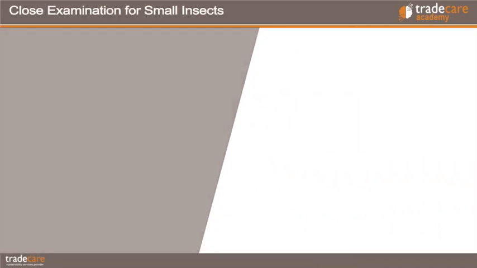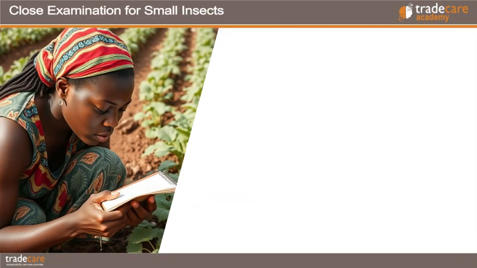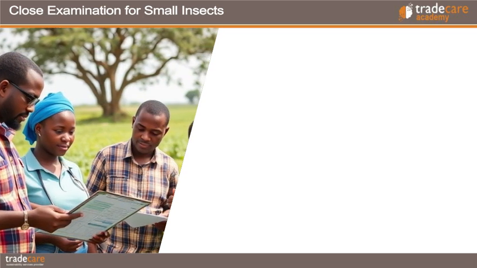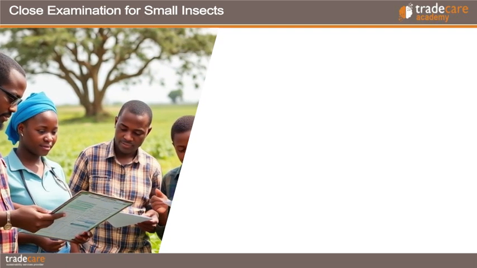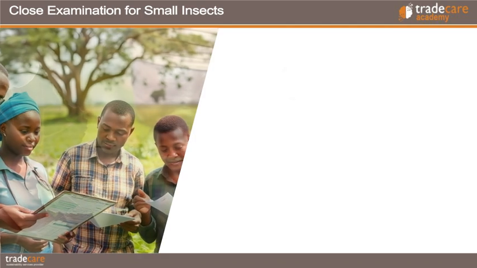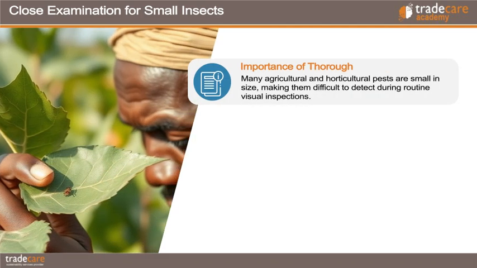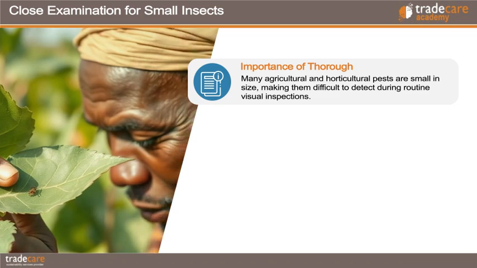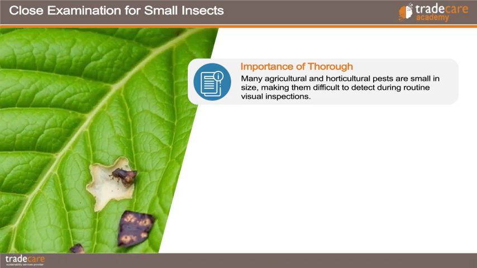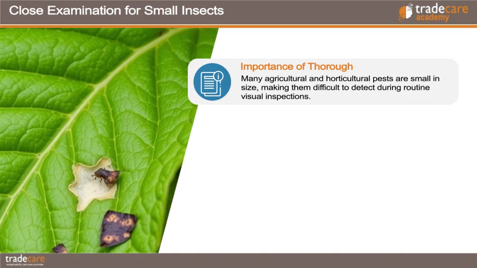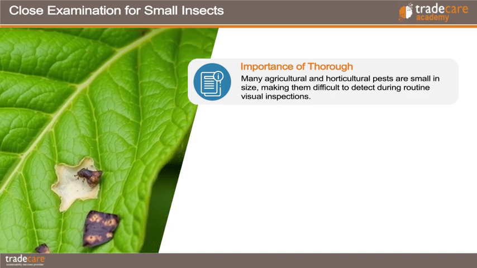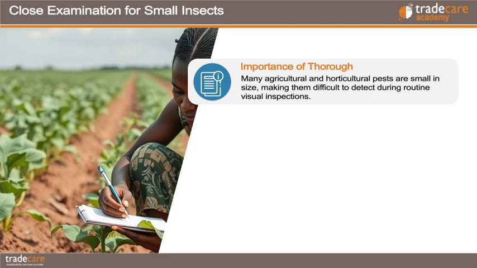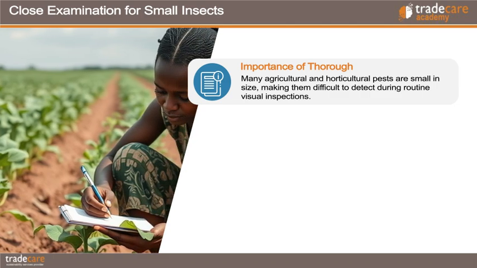Close examination for small insects. Let's delve into the techniques for closely examining small insects. Importance of thorough inspection. Many agricultural and horticultural pests are small in size, making them difficult to detect during routine visual inspections. A close and careful examination of plants, soil, and other surfaces is essential for identifying the presence of these tiny insects, such as aphids, thrips, and mites.